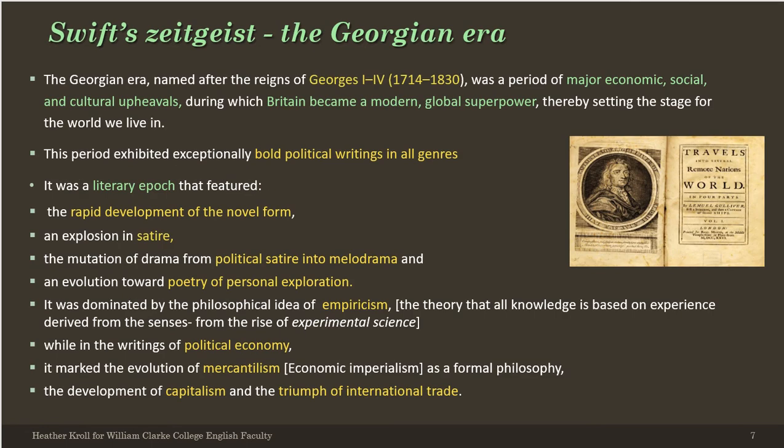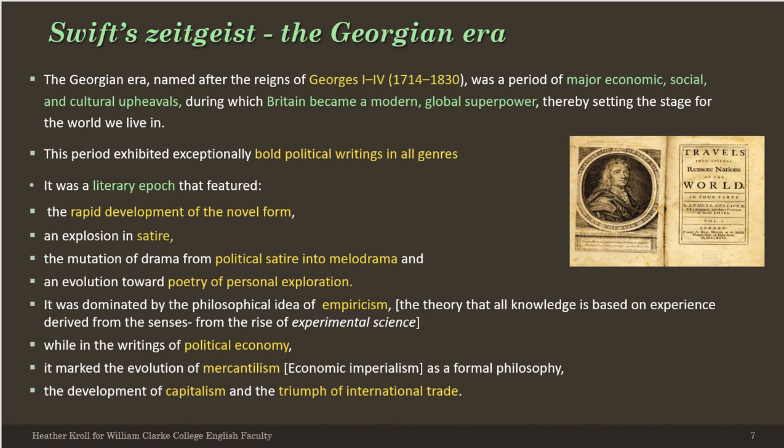Okay, so let's have a look at a little bit more about the Georgian era. The Georgian era, which is the era that Swift published in, was named after the reigns of the Georges. So there's a whole line of them. So you have George I, George II, George III, George IV. Maybe they ran out of names in that family, but all the kings' firstborn sons were named George.